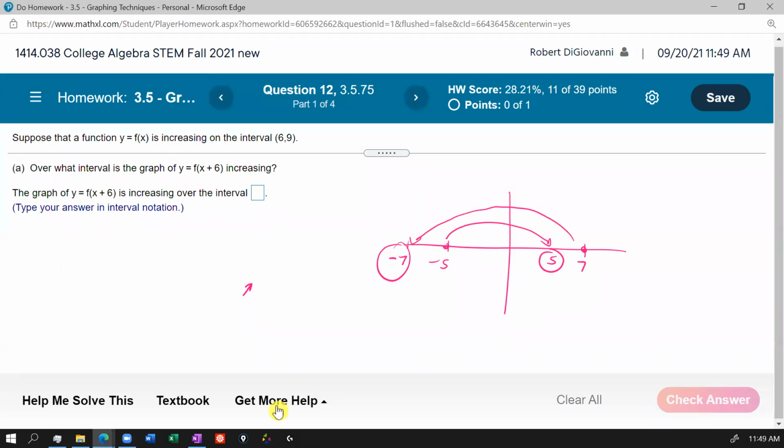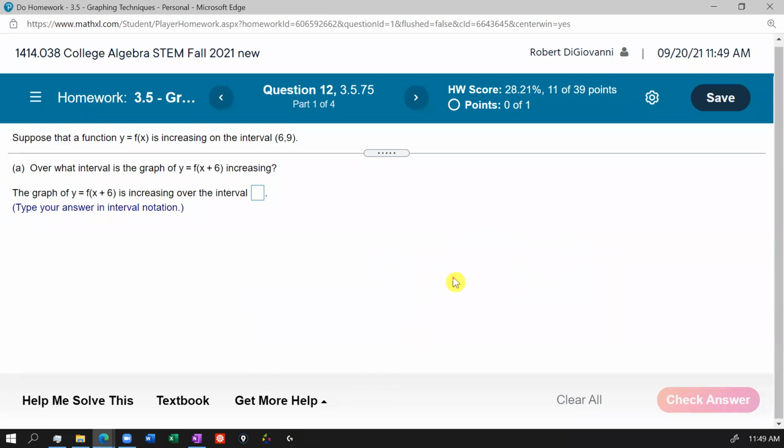All right, clear this out. All right, so suppose that a function y equals f of x is increasing on some interval. So let's say that between 6 and 9, my graph is going up over here. Okay, that's what f is doing.